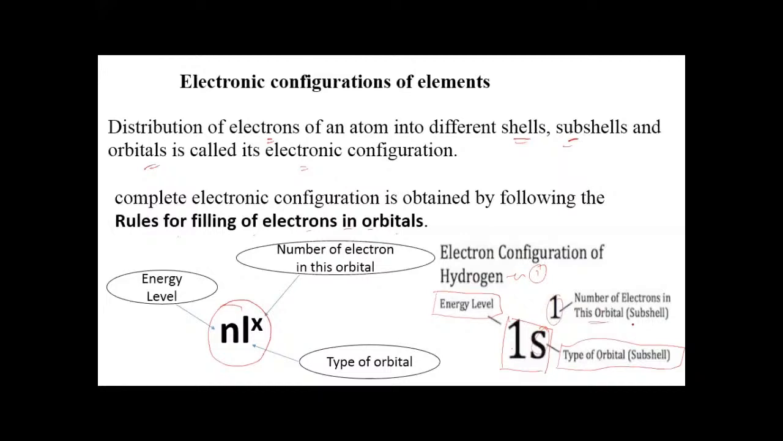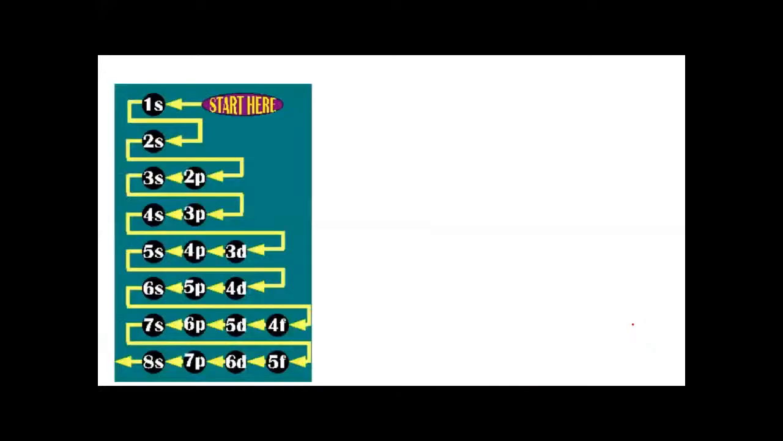Now here the filling of atomic orbitals takes place like this. First 1s will fill, then 2s, then 2p, then 3s, then 3p, then 4s, then 3d, then 4p, then 5s, then 4d, 5p, 6s, 4f, 5d, 6p, 7s, then 5f, 6d, 7p, and then 8s.